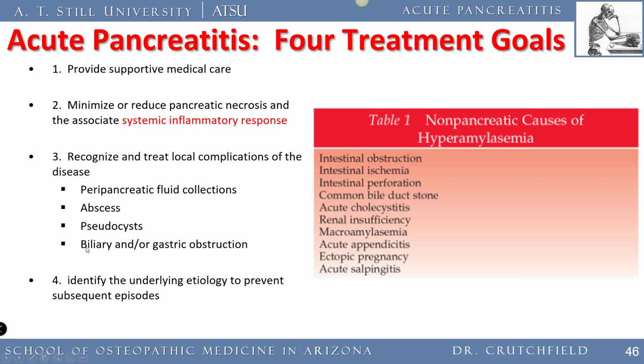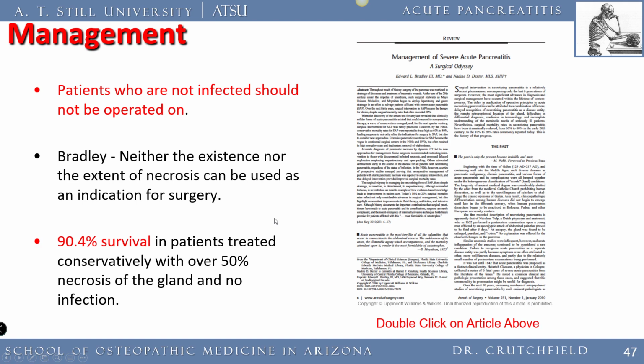And of course, if there's any biliary or gastric obstruction, we're going to have to take care of that with an NG tube. If there's biliary obstruction, we might have to do an ERCP and pull any of those gallstones out that are blocking the common duct or the pancreatic duct. And we need to identify the cause of the pancreatitis so we can prevent subsequent episodes. Remember, hyperamylasemia is usually a sign of pancreatitis, but there's a lot of other things that can cause a high amylase level.